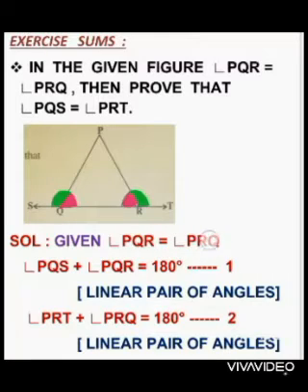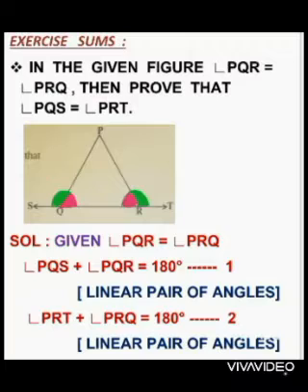Again, look at the figure, children. If the ray PQ stands on a straight line ST, the sum of two adjacent angles is equal to 180 degrees, isn't it? So what are the two adjacent angles here? PQS and PQR are the two adjacent angles. So angle PQS plus angle PQR is equal to 180 degrees. What is the reason there? Linear pair of angles. So let us consider this as equation 1.